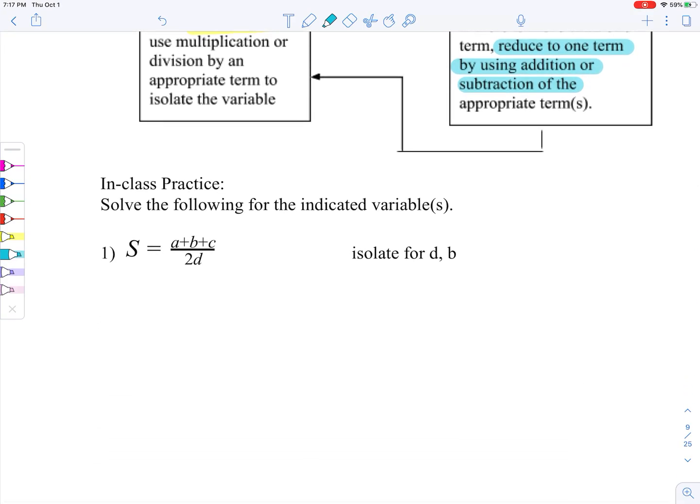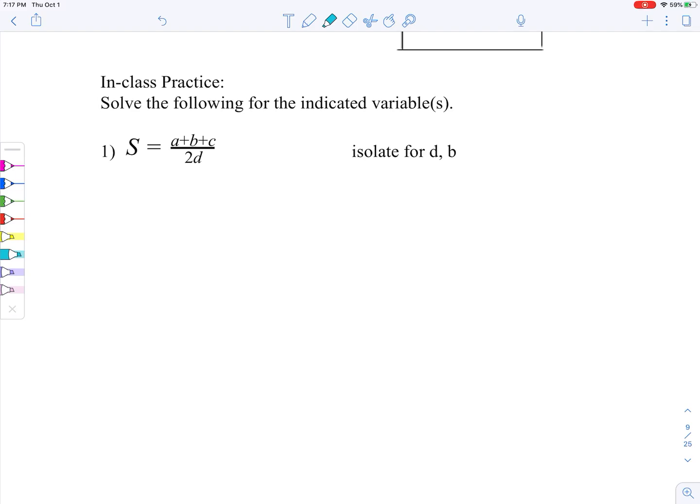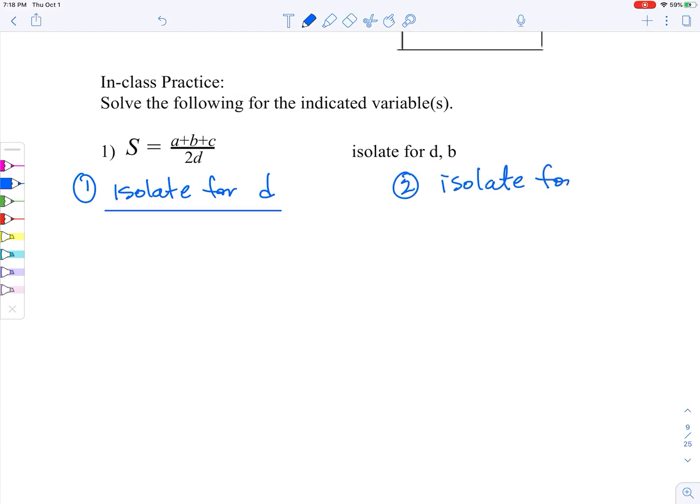So we have S equals A plus B plus C divided by 2D. And first they would like us to isolate for D. I don't want to use A's because we have all these letters. 1 is going to be isolate for D, and then 2 is going to be isolate for B.